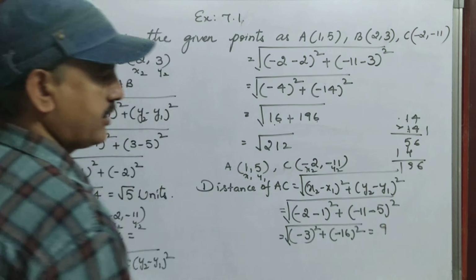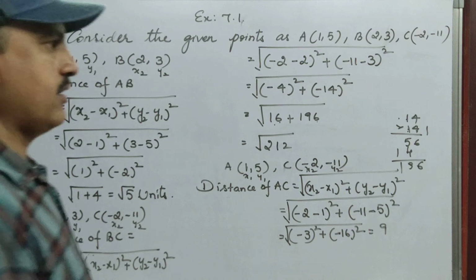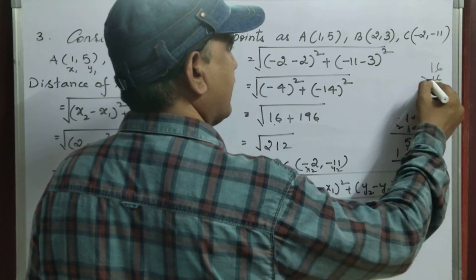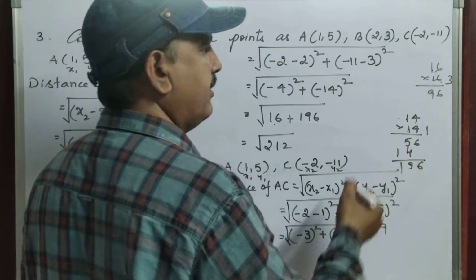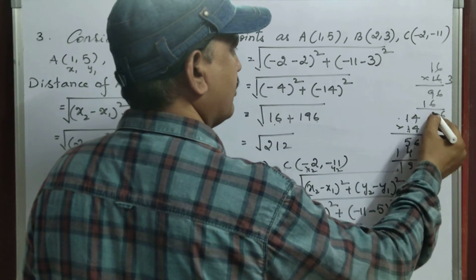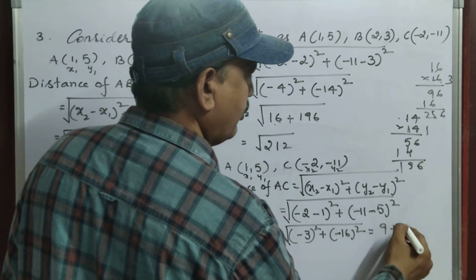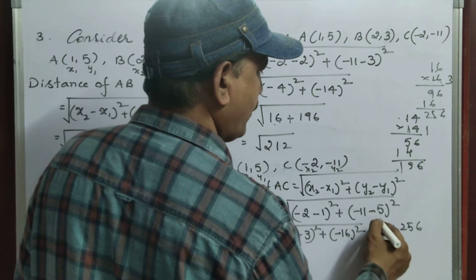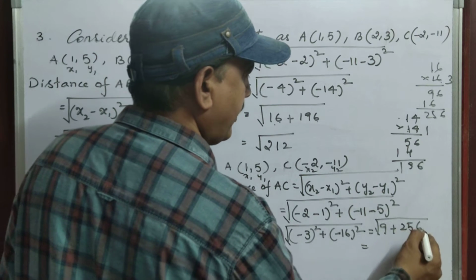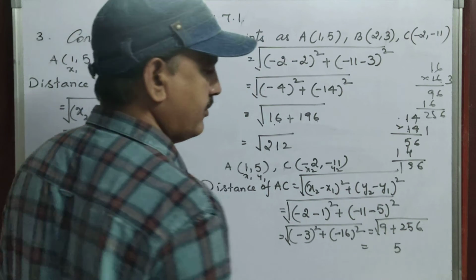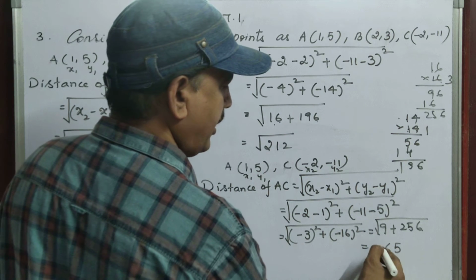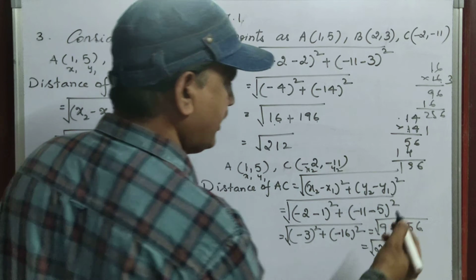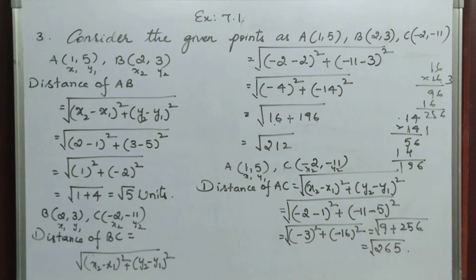Now 3 square means 9. 16 16s are 6 6s are 36, 3 6s are 18 plus 1 is 19, 1 6 is 6, 1 1 is 1. So 256. So square root, if you add 9 plus 256, that means 265. You got it. How much you got here? 265.